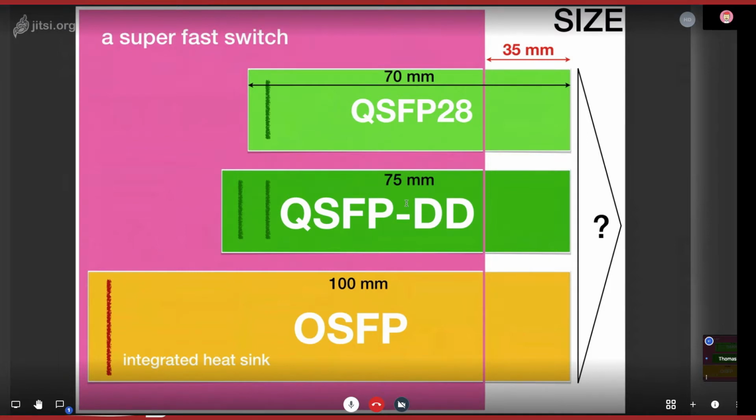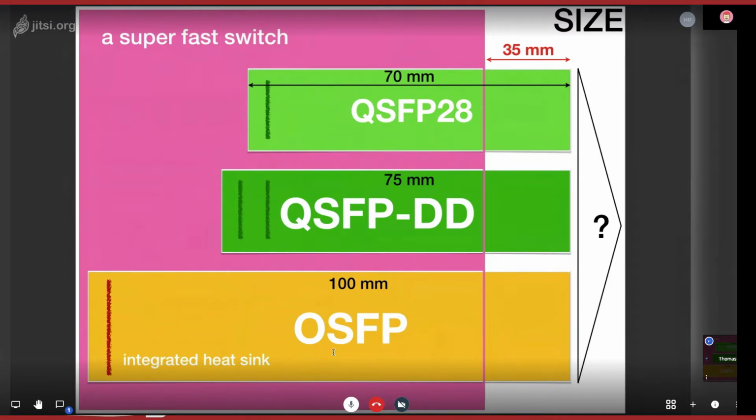Now, the QSFP-DD is slightly longer and has a second row of connectors. So when you plug in a QSFP-28 into a QSFP-DD slot, guess what? Only the first connector row will connect. And when you plug in a QSFP-DD into the same slot, both rows will connect and all 4 lanes are connected. For the OSFP, it's a totally different form factor. It's way bigger. It has an interesting part in there, the integrated heatsink, which we will talk about later again when we come to the power consumption.